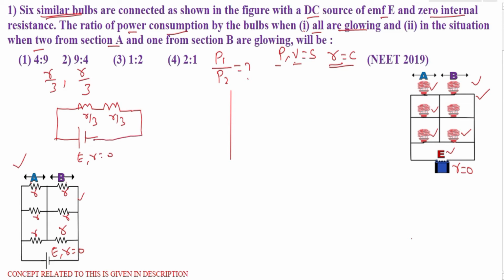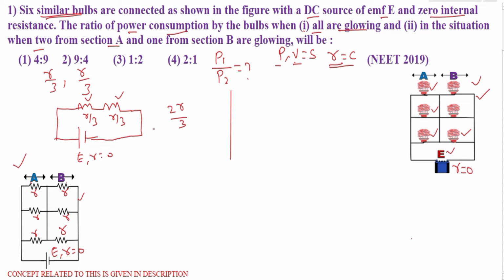The point you have to notice is that the effective resistance in section A will be in series with the effective resistance in section B. That is why I draw these 2 in series. Since these 2 are in series, the effective resistance will be 2R by 3, using the formula R equals R1 plus R2.